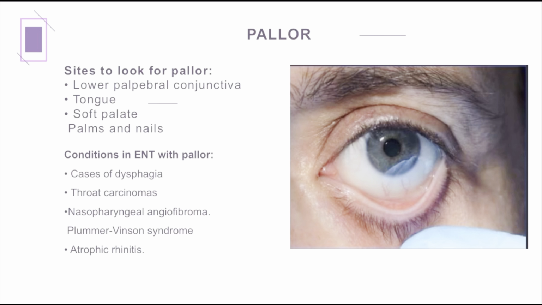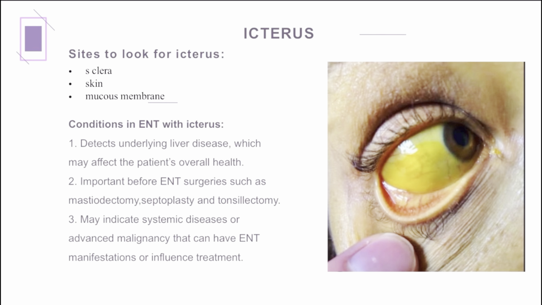Firstly, pallor. Pallor is the paleness of the skin and mucous membrane due to decreased red blood cells or blood supply. It is most commonly seen in the lower palpebral conjunctiva, tongue, soft palate, palms and nails. The conditions associated are dysphagia cases, throat carcinomas, nasopharyngeal angiofibroma, Plummer-Vinson syndrome, and finally atrophic rhinitis. Now, icterus. It is the yellowish discoloration of skin and mucous membrane due to increased bilirubin. We have to check the sclera and hard palate and also the skin and mucous membrane. Liver diseases affect drug metabolism and it's important before anesthesia and surgery.